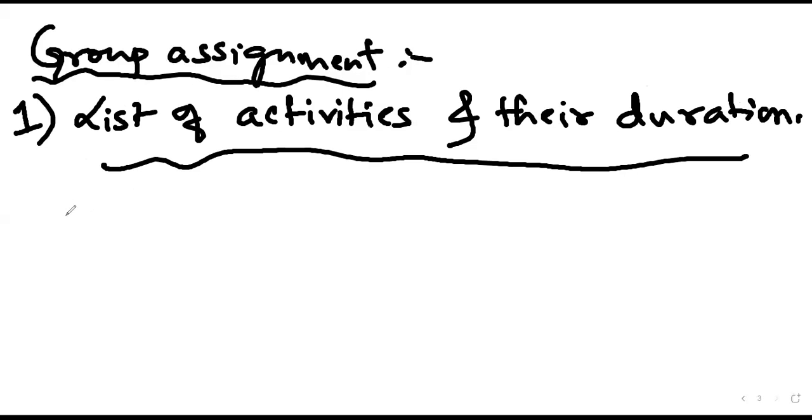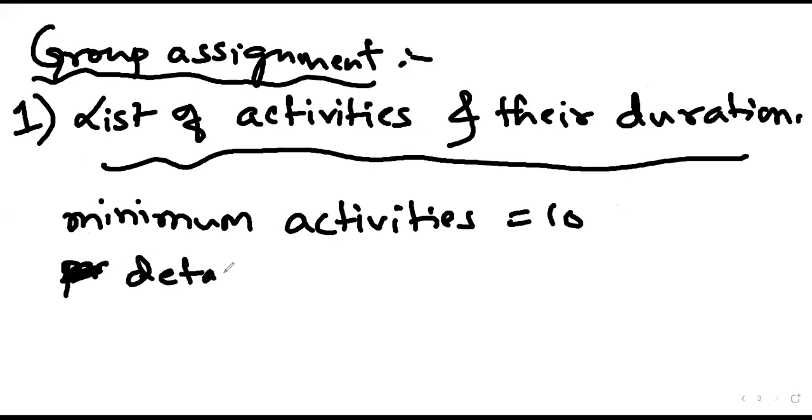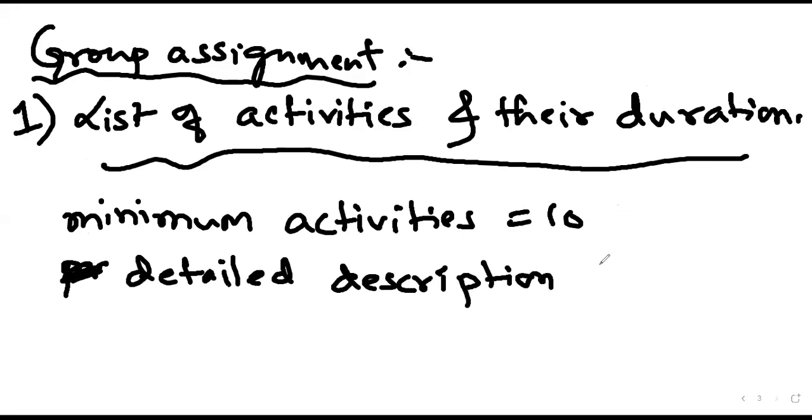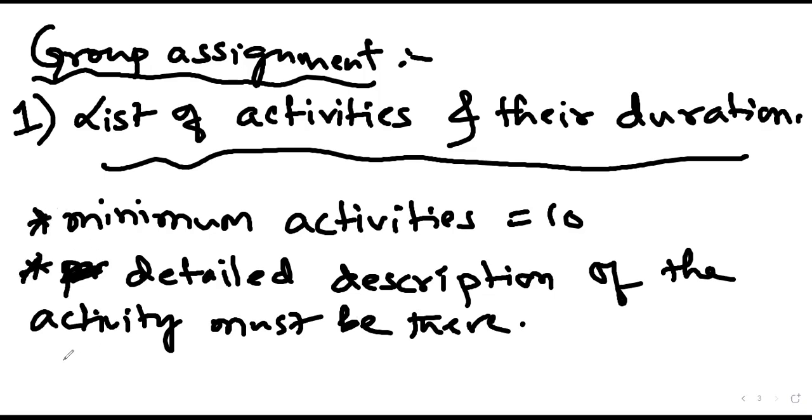That's it. There should be a minimum of 10 activities in a project, and a proper, detailed description of each activity should be there. Okay, are you getting this? Detailed description of the activity means what?